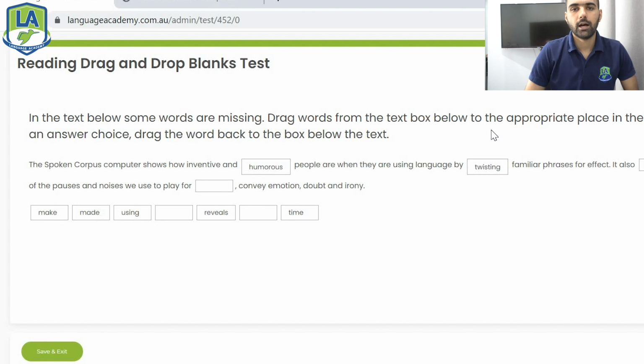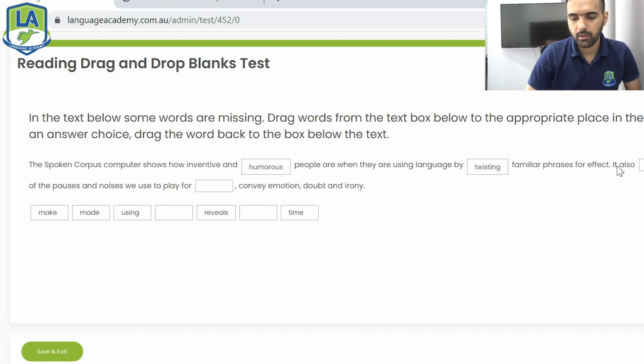For example, if I'm telling you, you're a good boy, but I'm just twisting the words. I'm just adding a bit of sarcasm to it. So it will twist the message and it will give a different effect to you, right? So that's what they're talking about in the passage over here. They are using the language by twisting the familiar phrases for effect.